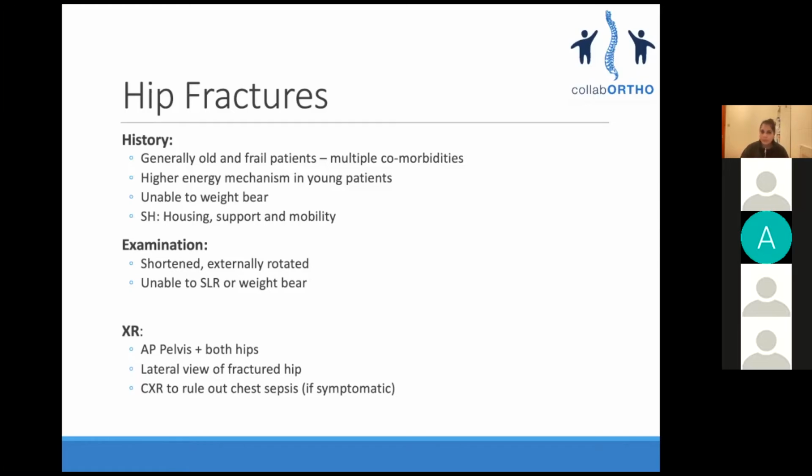But if it is quite displaced, you want to try and get it back to normal alignment as close as possible. For that, the pain relief that you need to give, usually from experience, IV morphine and simple analgesia will not work because the patient's in a lot of pain and they end up fighting you. So things like Entonox or Penthrox does sometimes work well.